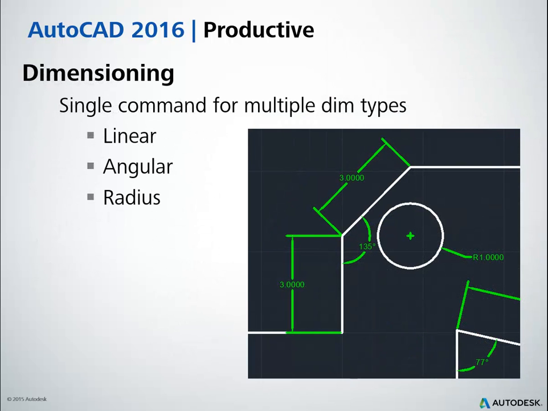On the dimensioning, this is like a smart dimension, so you just have to press one command and that will try to guess or understand what you are doing based on the drawing. So linear, angular, and radius type of dimension will be automatically selected by AutoCAD and included on the drawing. So you don't have to select which type of dimension you want to include. Just type the dimension and AutoCAD will select appropriately.